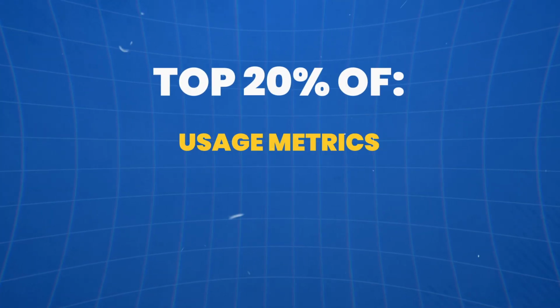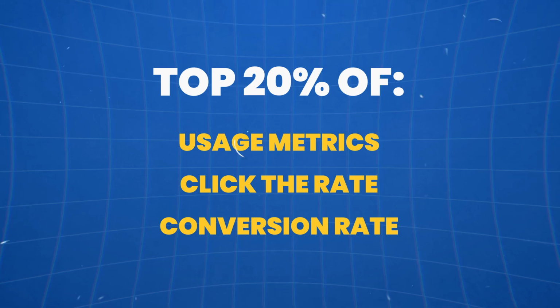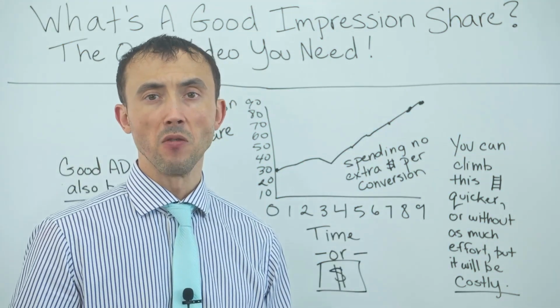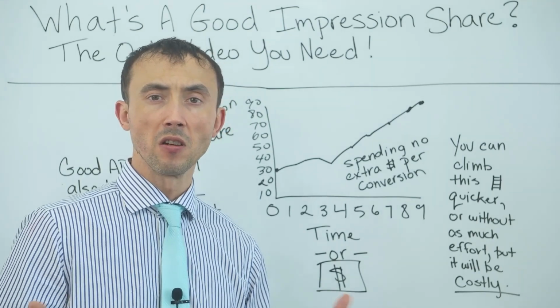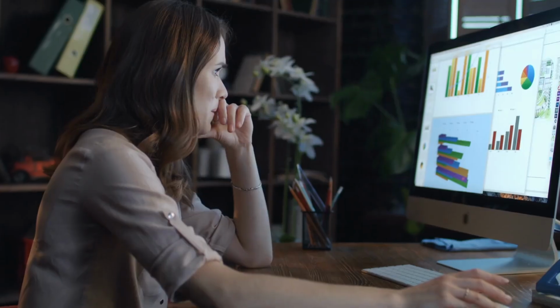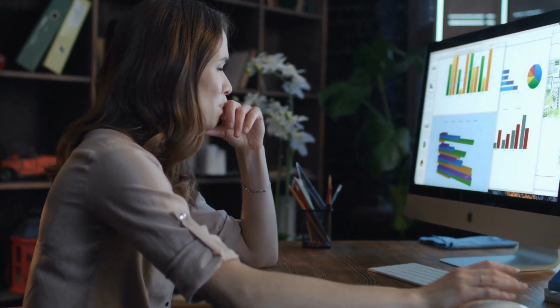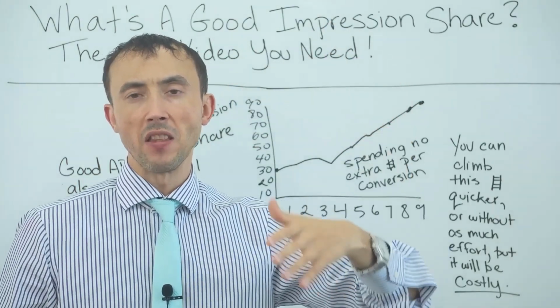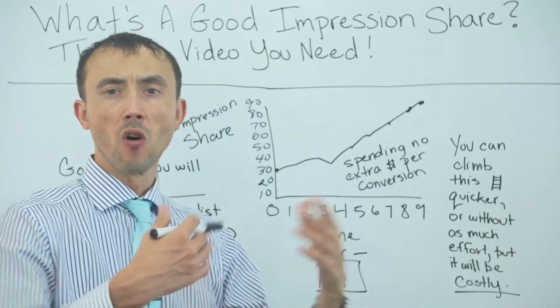You either are going to be in the top 20% of usage metrics, click-through rate, and conversion rate in your niche space, or you're not going to make any money. And making some sales isn't good enough. You need enough sales per unit dollar or ad dollar that you're spending, or you're not going to be profitable after your expenses, after delivering that product or service, after paying the ad spend, and so forth. So you either go all the way or nothing.